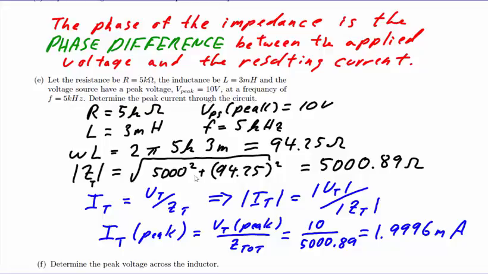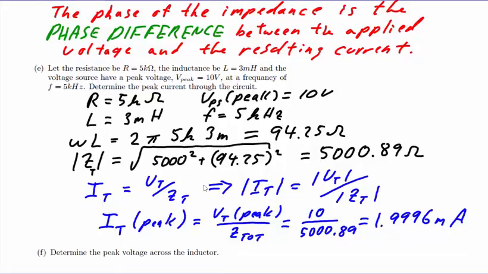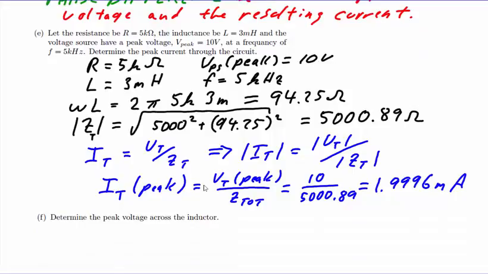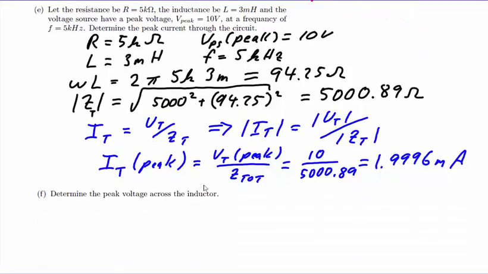As our final calculation, before we move on to the deep considerations of the implications of this circuit, we're asked to determine the peak voltage across the inductor. Well, for any circuit element, the voltage across that circuit element is equal to the current through that circuit element times the impedance of that circuit element.